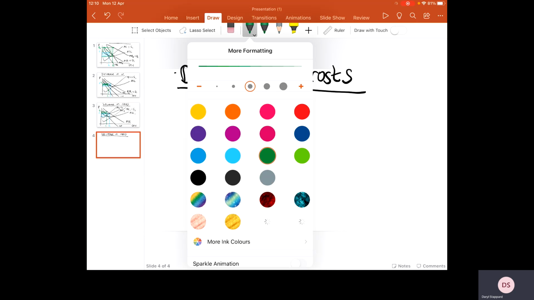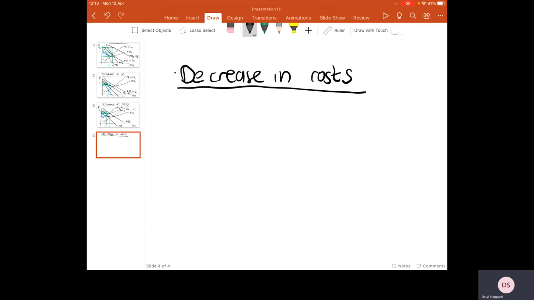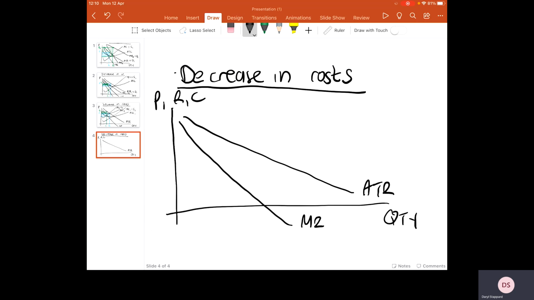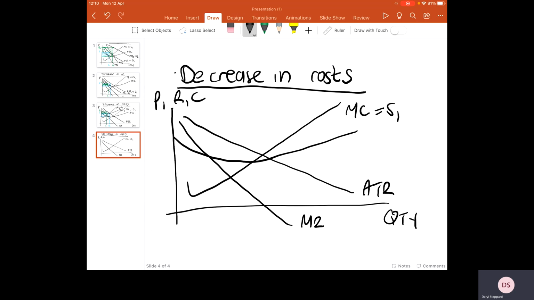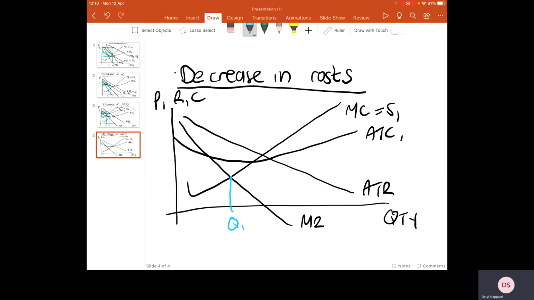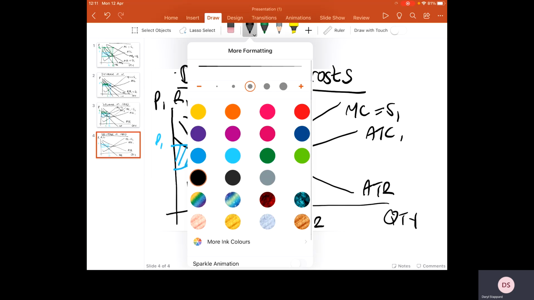Let's now show the impacts of a decrease in costs of production. So again, what we'll do, we've got quantity, we've got price, we've got revenue, we've got costs. And again, we'll start off by showing the firm making supernormal profits. Okay, and then again, what we'll do, we'll show the area of profits being made. So profit max, MR equals MC, up to the demand to determine price. The gap between ATR and ATC will show the area of supernormal profits.